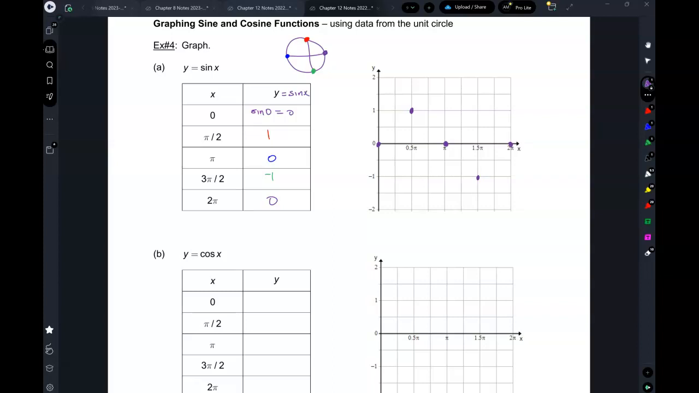Okay, and take a look at what happens now. This goes like this, and like that. Oh my God, what an absolute beauty. Look at how beautiful that is. It's an actual wave. This is a sine wave.